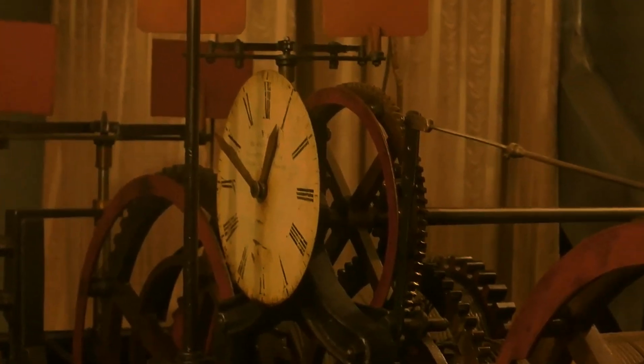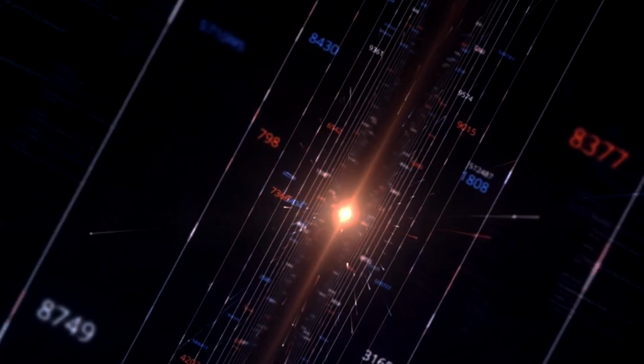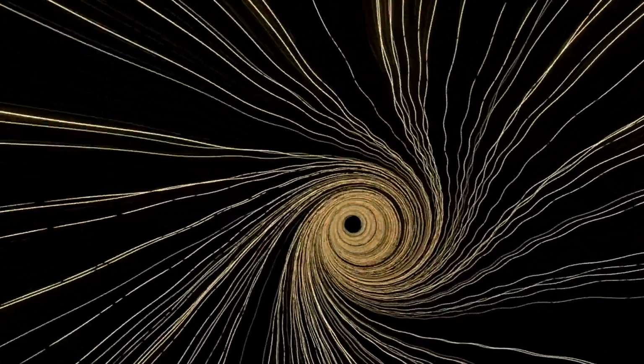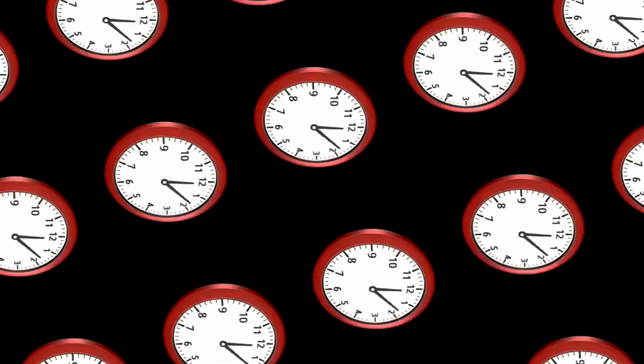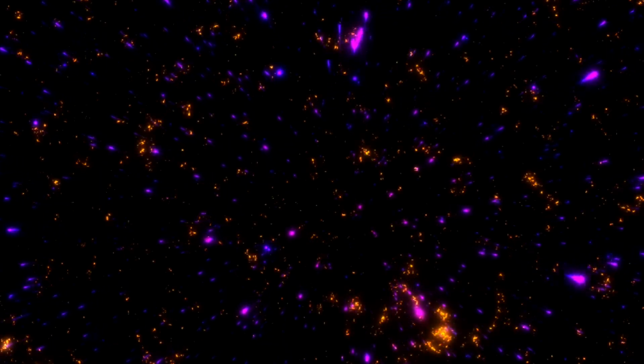On the flip side, we have absolute time. According to Newton, time flows uniformly, like a river that never speeds up or slows down. It's the same for everyone, everywhere, no matter what. This idea is really neat because it gives us a universal clock ticking away the seconds, minutes, and hours in perfect harmony. But hold on, this isn't the end of the story.